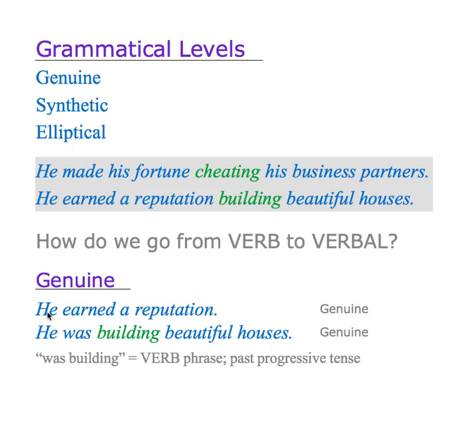Genuine. We have a statement. We have a clause. He earned a reputation. That's a genuine clause. It can stand by itself. It's complete in itself. Then we have the other part of the thought. He was building beautiful houses. That's a genuine clause. That's a complete sentence. He was building beautiful houses. All right. And you see was building, this verb phrase here. It's a verb phrase. It's a past progressive tense, but it's still an actual regular verb. All right. So that's what we have at the genuine level.